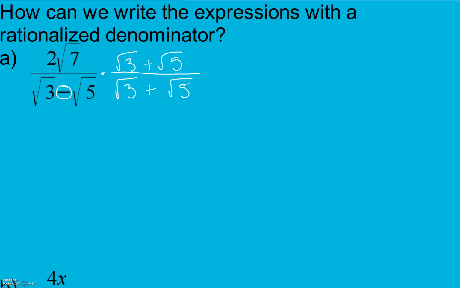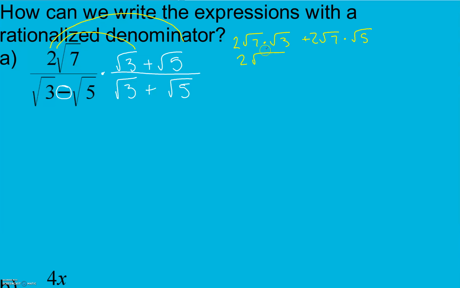And again, we're doing that because we need to get the outsides and insides to be opposites so that when we combine our like terms, they cancel. In my numerator, I'm going to have 2 square root of 7 times the square root of 3. And I'm going to have 2 square root of 7 times the square root of 5.